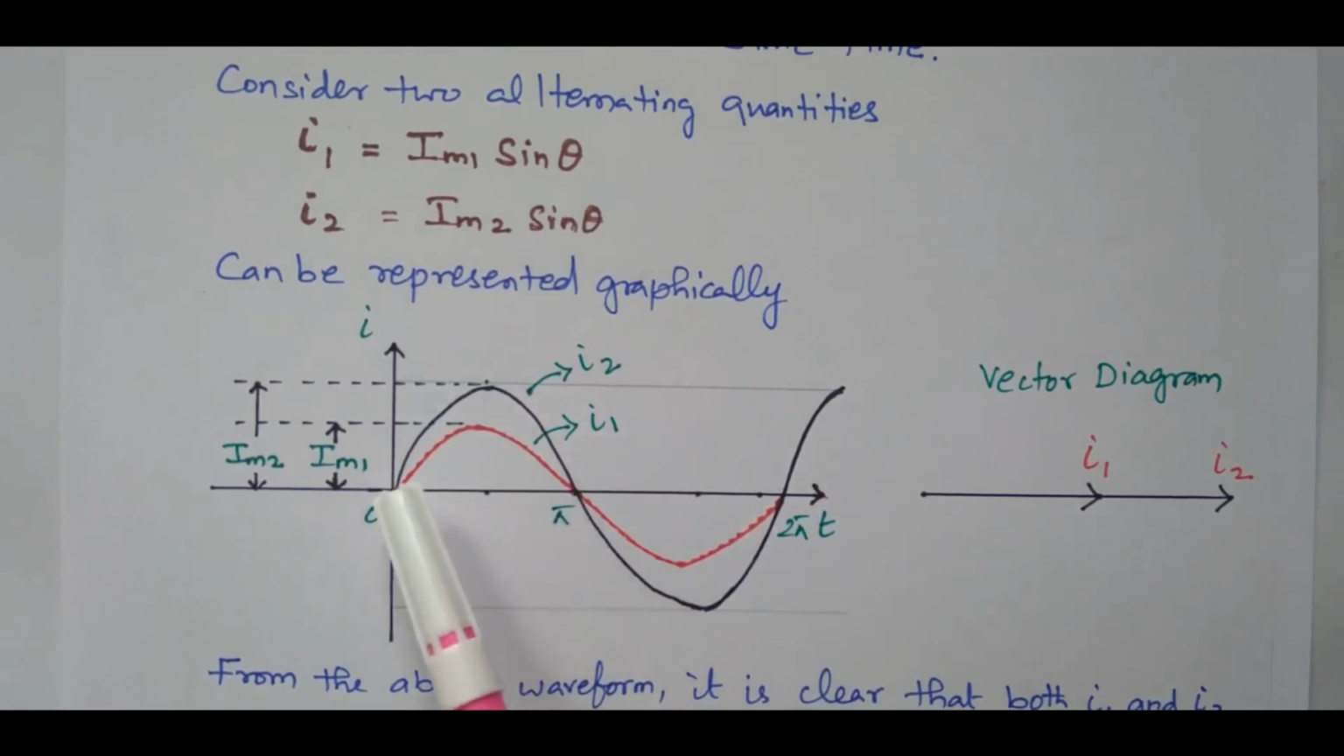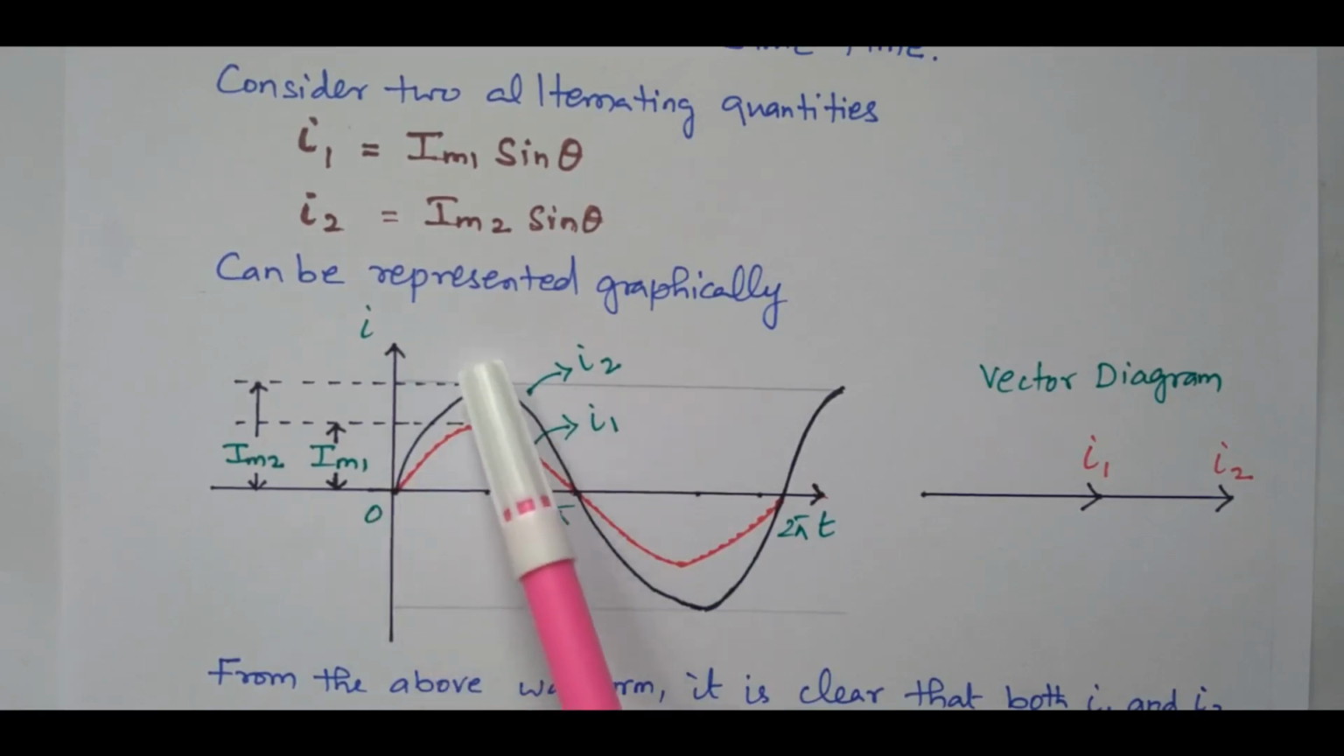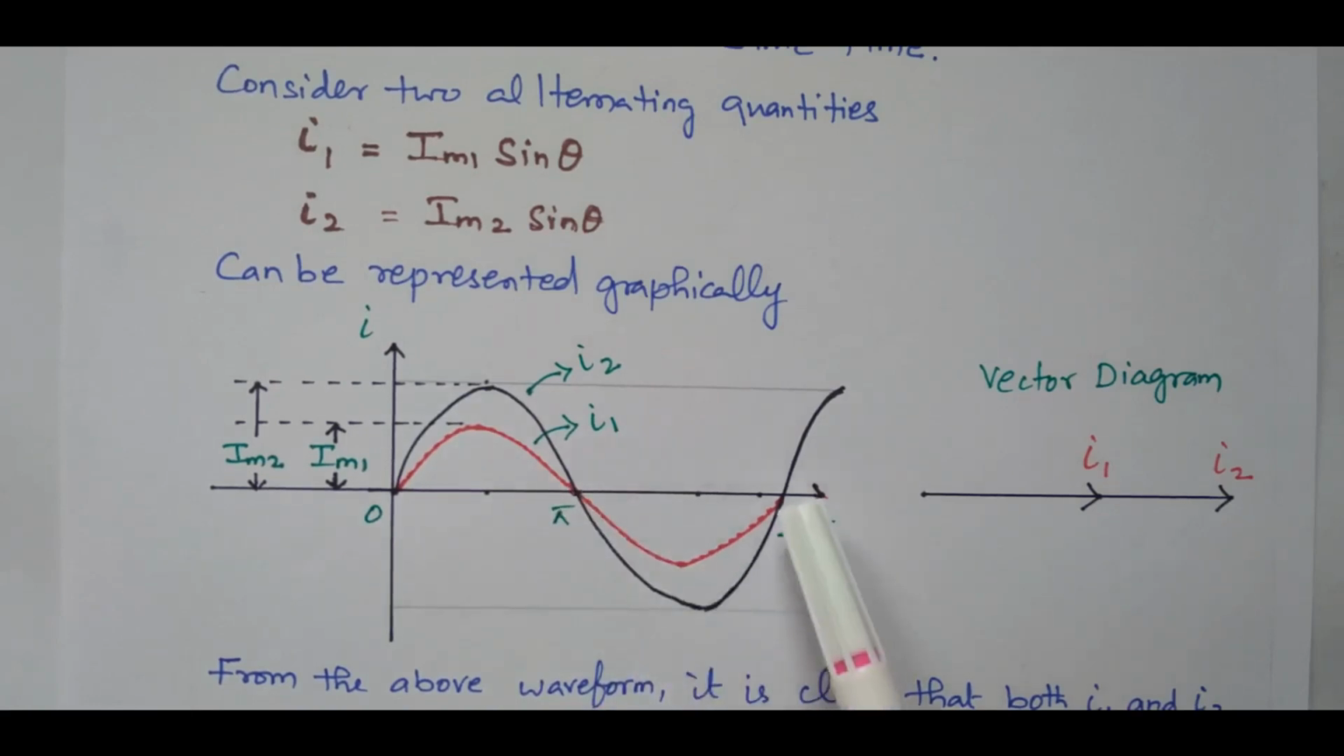There is no phase difference. Both waves start at 0 degrees itself. Both reach the maximum at the same time. Again they reach the zero value at the same time, again the maximum at the same time, and again the zero value at the same time. So this is called in phase. There is no phase angle between these two waveforms.